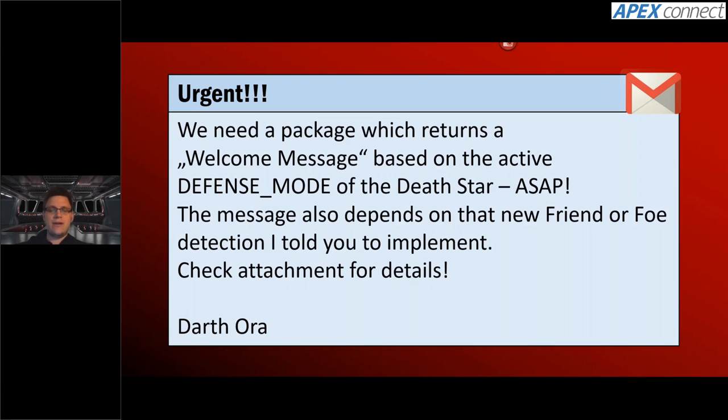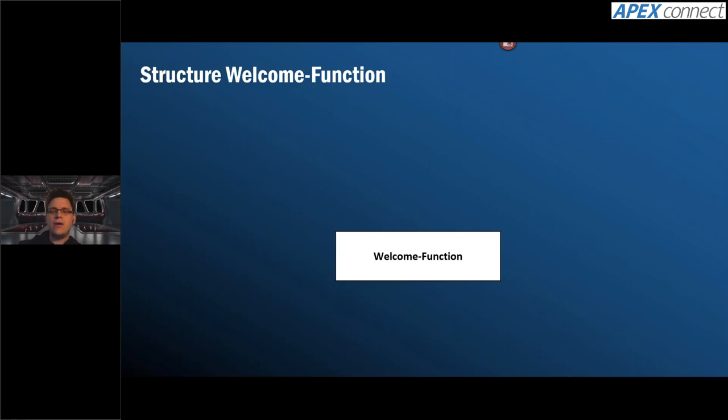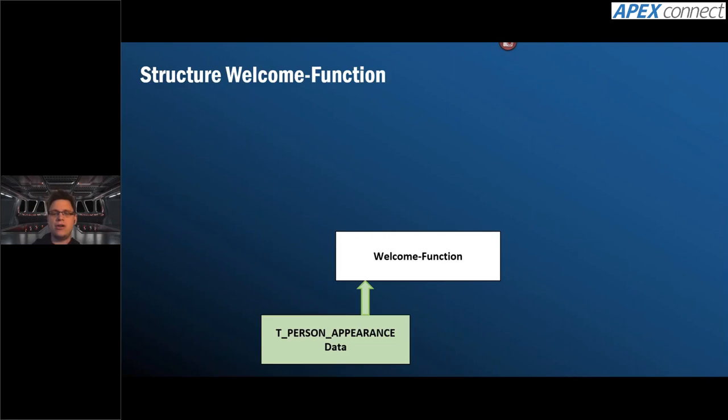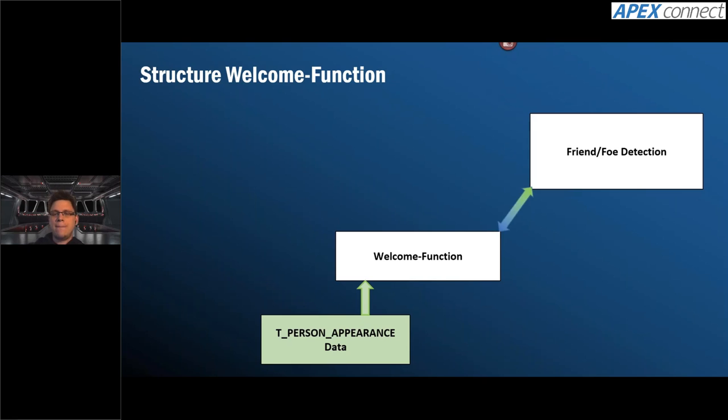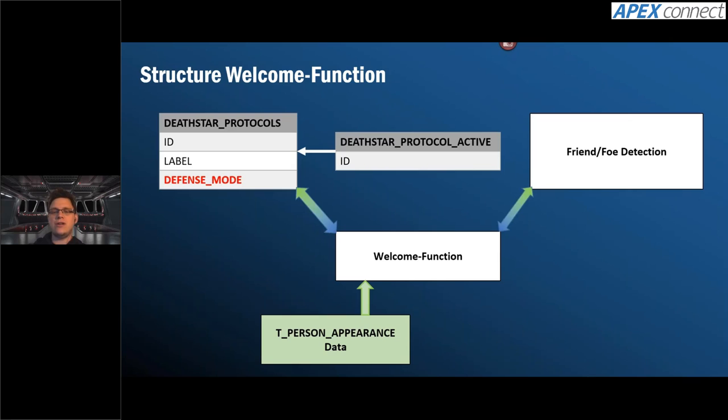Yeah, thanks, Darth Aura. Let's just check this attachment. Okay, we have a welcome function, and this gets an input that we already know. It's a T-person appearance. And this should be passed to our friend or foe detection, and we also select from desktop protocols and from the active protocol.